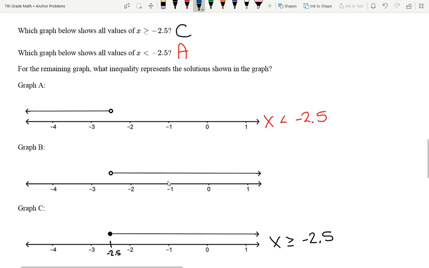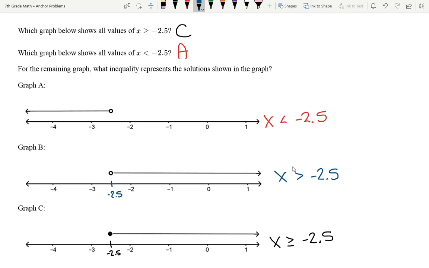And lastly, for the remaining graph, that's B, what inequality represents the solution shown on the graph? Well, we're here at negative 2.5, and we're getting bigger. So all these values for x are greater than negative 2.5, and we're just going to keep it at greater than because it doesn't include negative 2.5. It's an open circle, so we're not putting a line underneath. Negative 2 is greater than negative 2.5. Negative 1 is greater than negative 2.5.